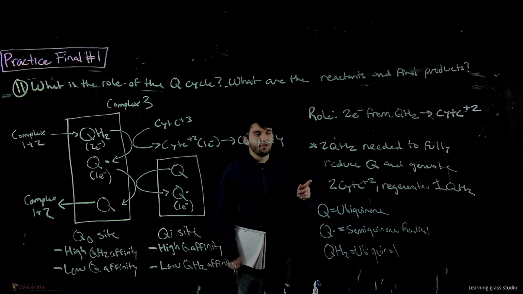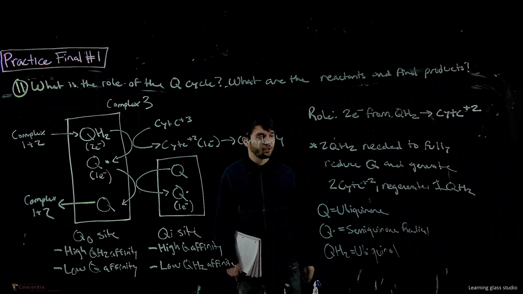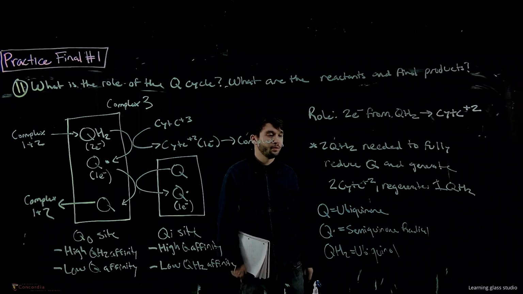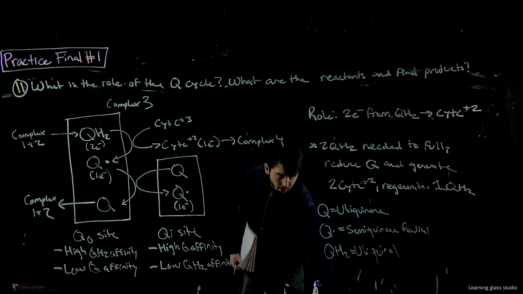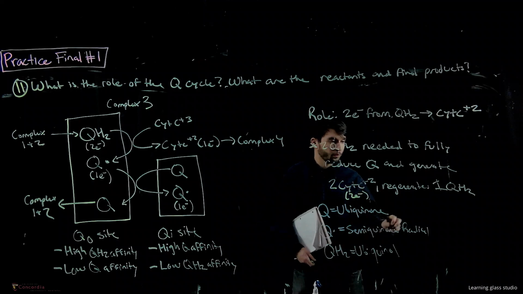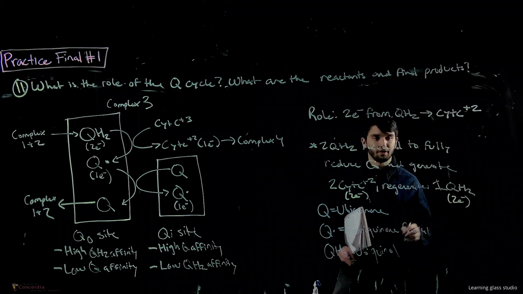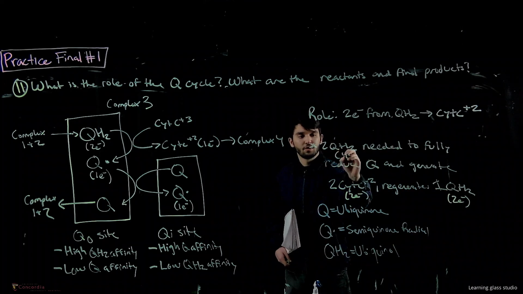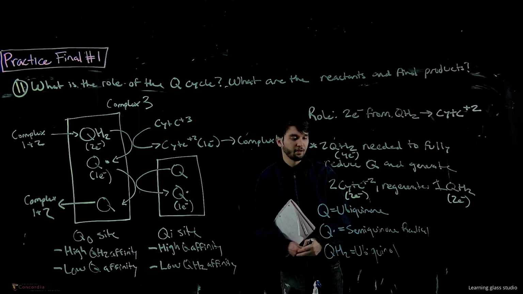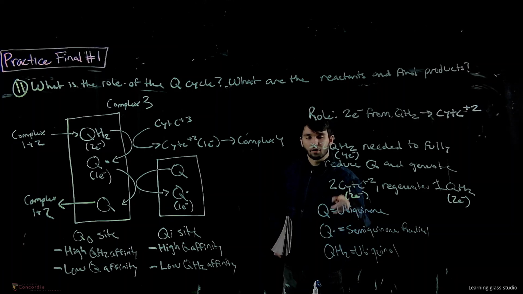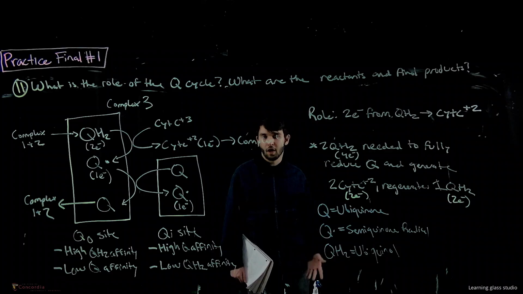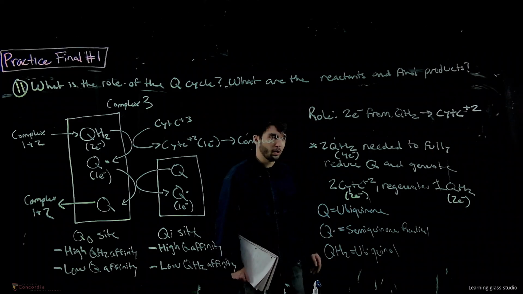So 2 QH2 are needed to fully reduce Q, and that will generate 2 cytochrome C plus 2. That will be carrying 2 electrons, and this will regenerate 1 QH2, also 2 electrons. Okay, and then, or sorry, yeah, 2 QH2 will carry 4 electrons. Okay, and 2 cytochrome Cs are needed in order to reduce the oxygen at the end of complex 4.